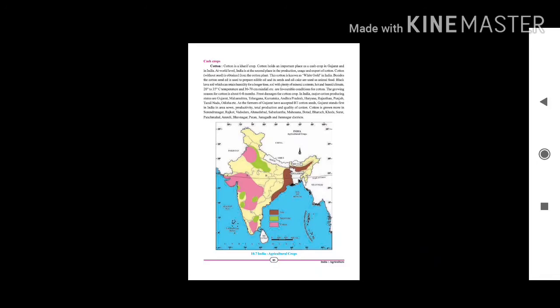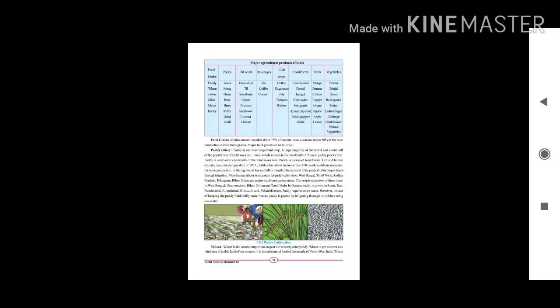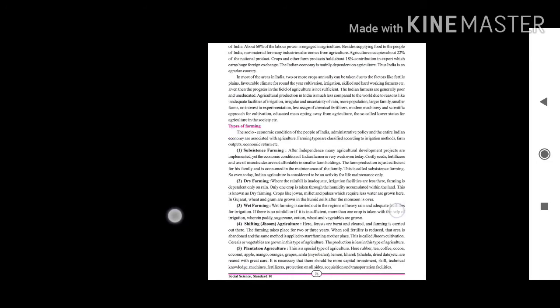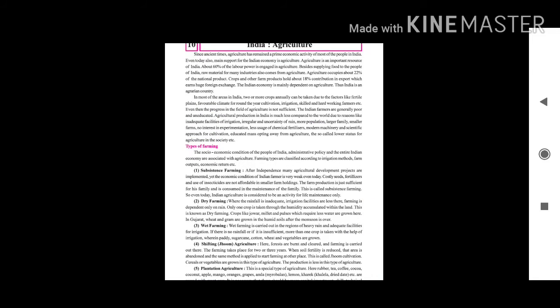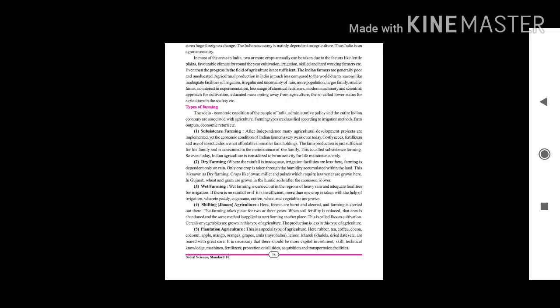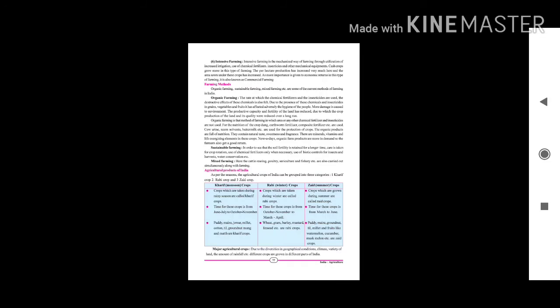Okay, and we have discussed some of the important topics into the end in this chapter. So we'll have a brief recollection one by one. In this chapter number 10, India's agriculture, we have seen there were different types of farming. There were around six types of farming: subsistence, dry farming, wet farming, then shifting agriculture, then we have the plantation agriculture, and then we have the intensive farming.